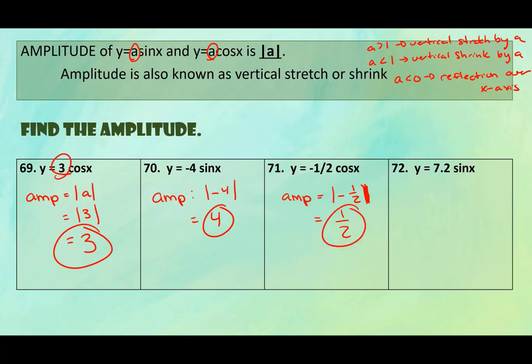And last but certainly not least, we have y is equal to 7.2 sine of x. Our A is 7.2. Maybe I should tell you guys the A's over here too. Just going to go back real quick. A is equal to 3. So our amplitude is going to be the absolute value of A, which is the absolute value of 7.2, which is 7.2. Again, notice that all of the amplitudes are positive. Amplitudes are always positive. I cannot get this through enough.